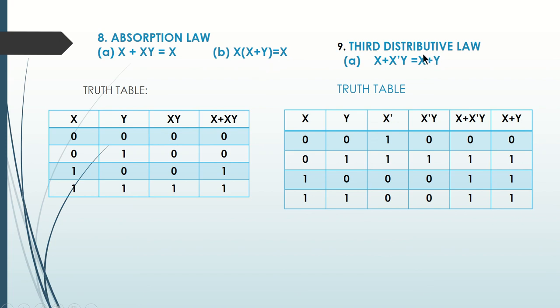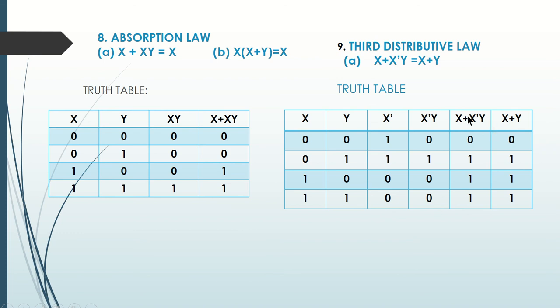The last theorem that we are going to understand today is the third distributive law. It states that x plus x complement y is equal to x plus y. There are two variables x, y, so 4 different combinations. Calculate one by one. First calculate x complement. Since x is 0, 0, 1, 1, it should be 1, 1, 0, 0. Next x complement y, multiplied: 1 into 0 is 0, 1 into 1 is 1, 0 into 0 is 0, 0 into 0 is 0.